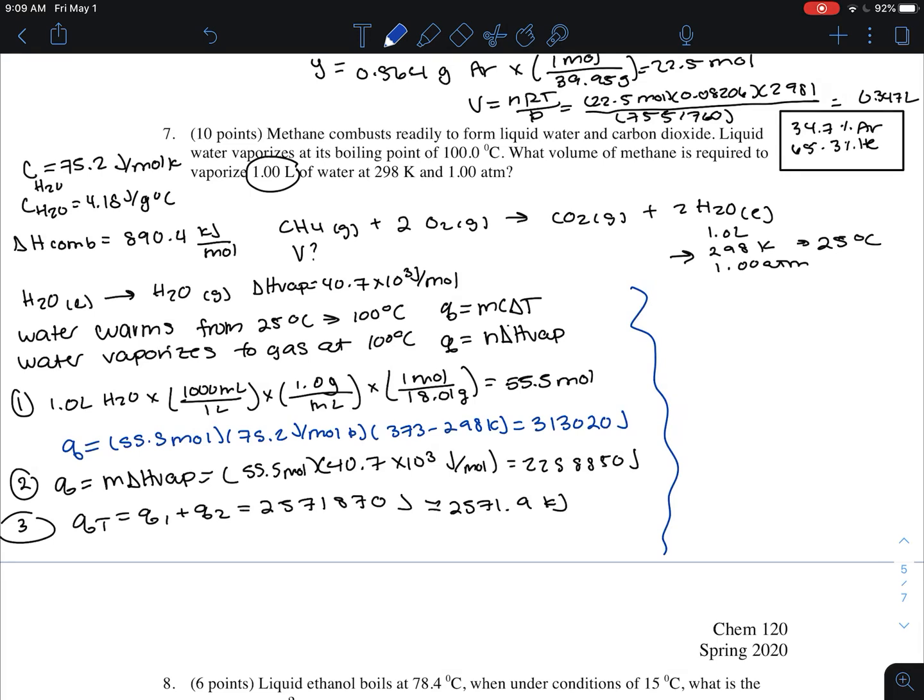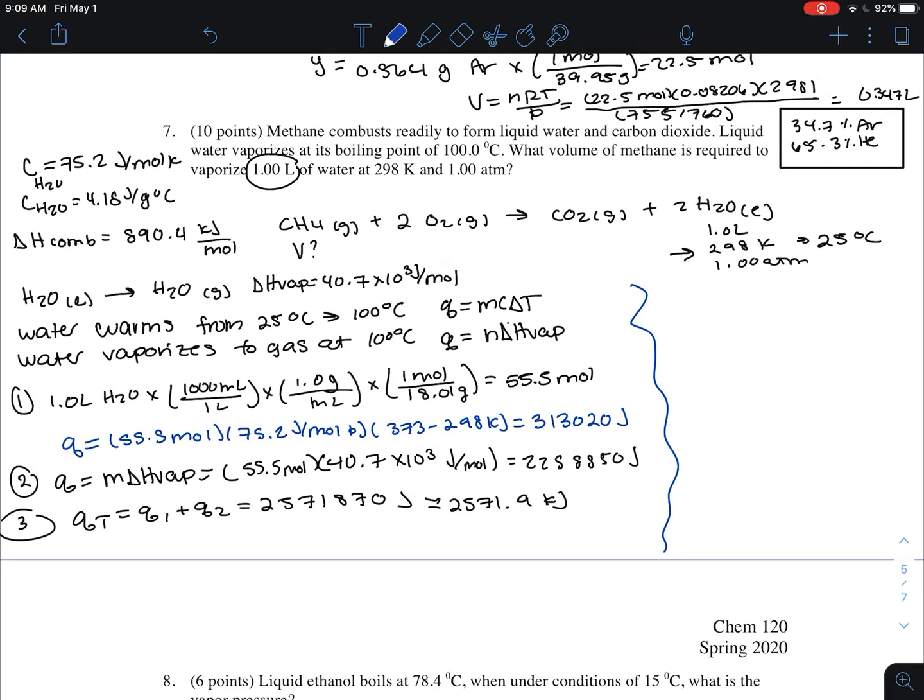Okay, I'm going to draw a little line here. So I now figured out the amount of water that was vaporized heat-wise. I know my combustion, so if I then use the amount of heat from the reaction that was used to vaporize the water, I can use my mole ratio from my heat of combustion to find the moles of methane.